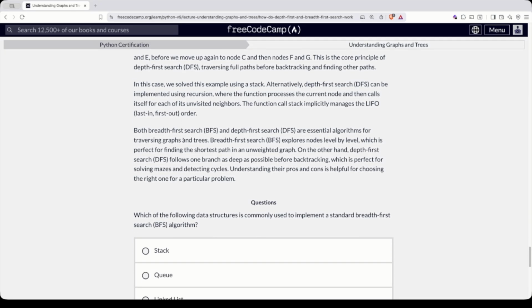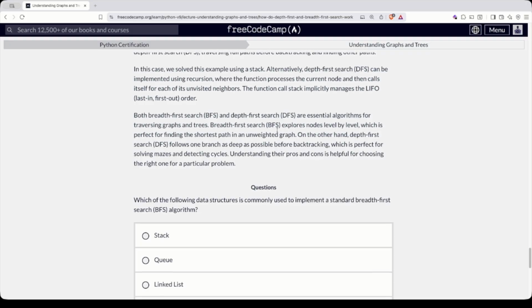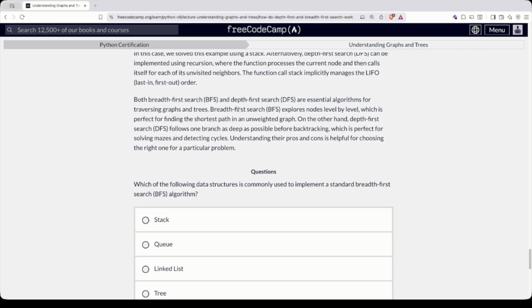Both breadth first search and depth first search are essential algorithms to traverse graphs and trees. Breadth first search explores nodes level by level, and it's perfect for finding the shortest path of an unweighted graph. On the other hand, depth first search follows one branch as deep as possible before backtracking, which is perfect for solving mazes and detecting cycles. Understanding their pros and cons is helpful for choosing the right one in a particular problem.